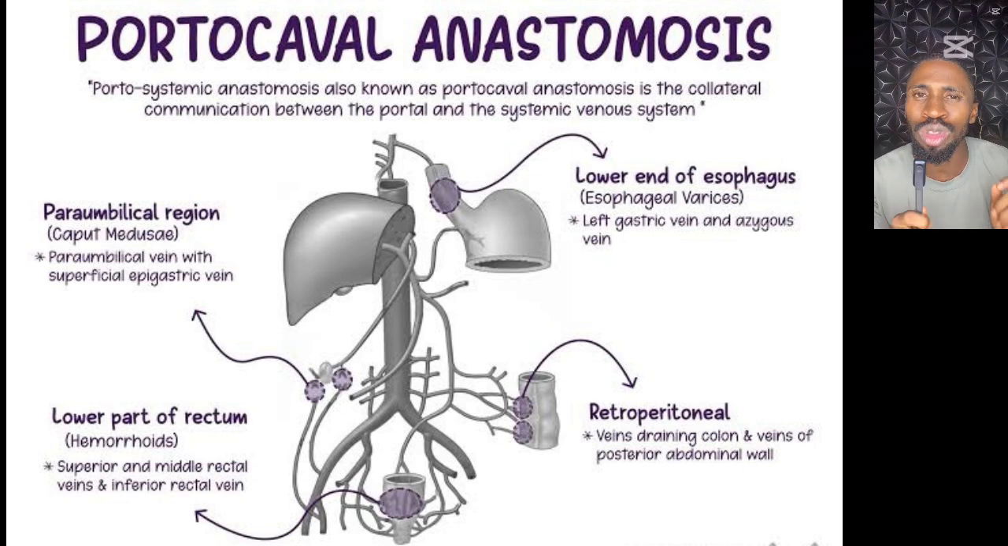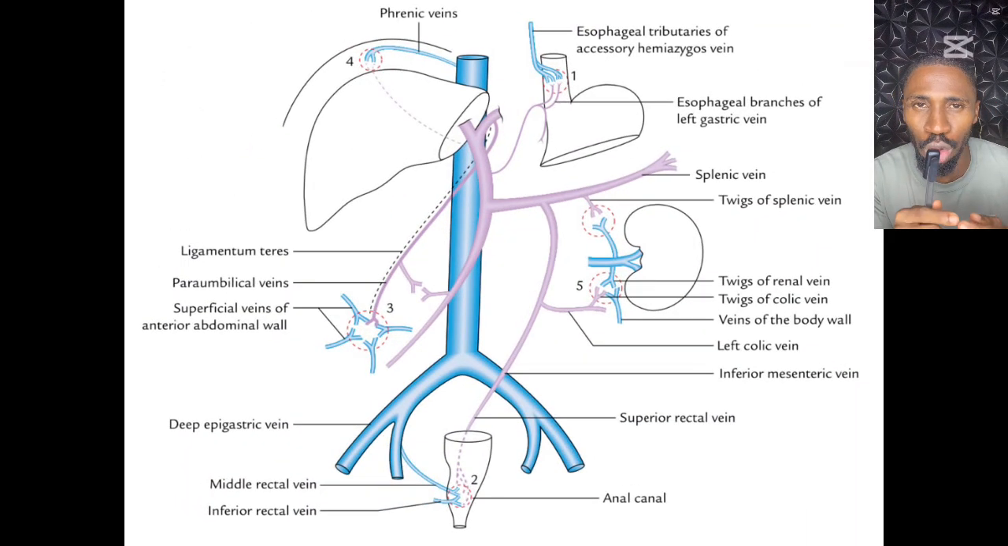So the connection between these two veins is called Portal-Caval anastomosis or portosystemic shunt, and they are majorly in 5 parts of the abdominal cavity. That's where you can see this connection between the portal system and the systemic system.